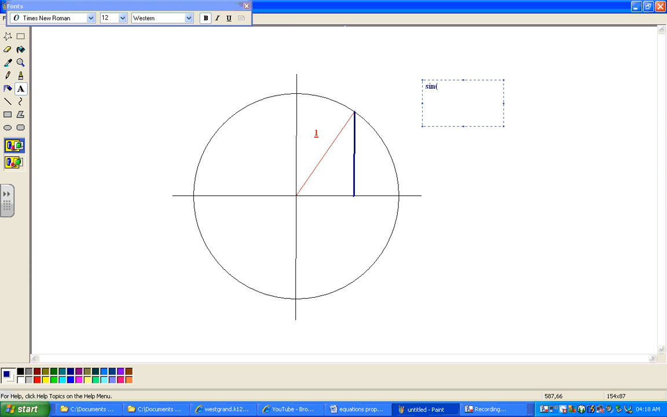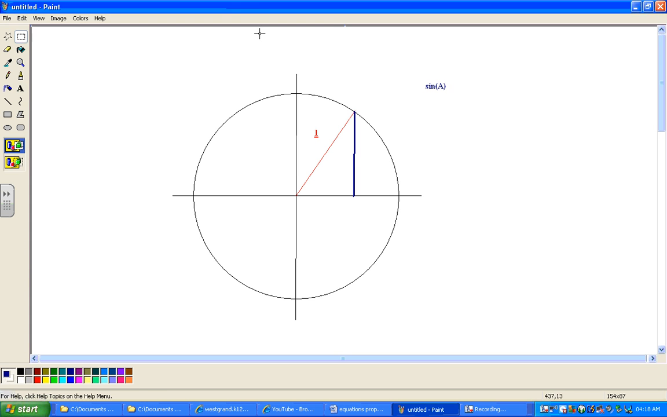let's see, good letter for an angle, make it A. That's what that's going to stand for. So my little blue side is going to be sine. Pick a different color. I think green will show up pretty well. You can see that that's going to be the side that's adjacent to the angle, and so we ought to call that the cosine.